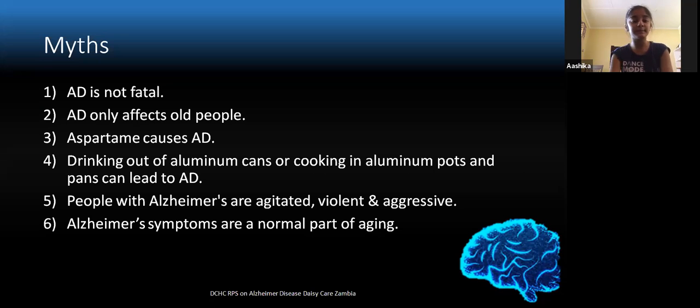If you're wondering what aspartame is, it's a food sweetener and it does not cause Alzheimer's disease. Relating to point number 3 is point number 4. Drinking out of aluminum cans or cooking in aluminum pots and pans can lead to Alzheimer's disease. This is not true. Point number 5. People with Alzheimer's are agitated, violent, and aggressive. Someone's natural character may be that they're violent or aggressive, but not everybody with Alzheimer's is agitated, violent, or aggressive. Our last and final point for the day, point number 6, states that Alzheimer's symptoms are a normal part of aging. It is normal to forget where you left your car keys or your jacket, but do you think it's normal to forget your family members or communicate effectively?